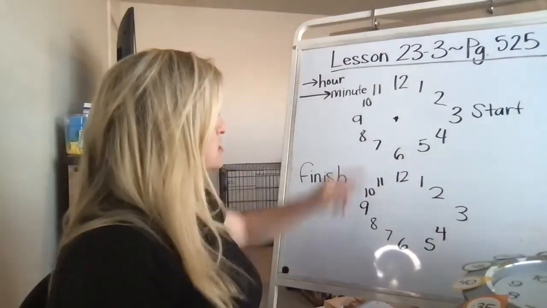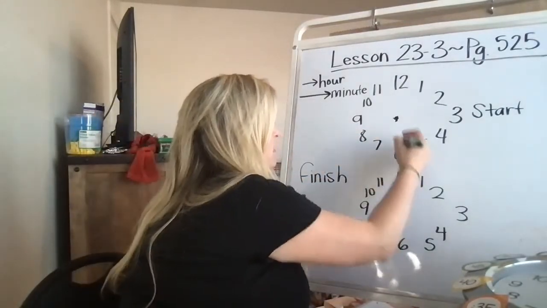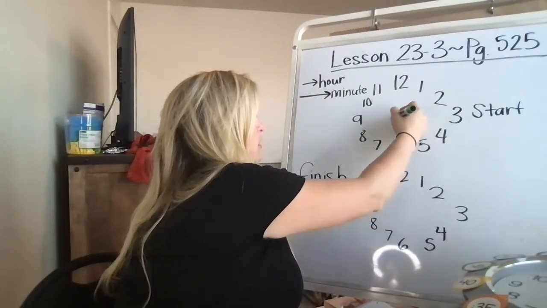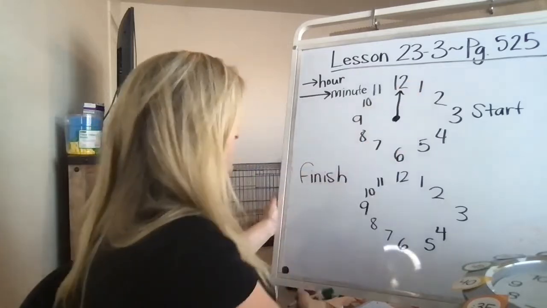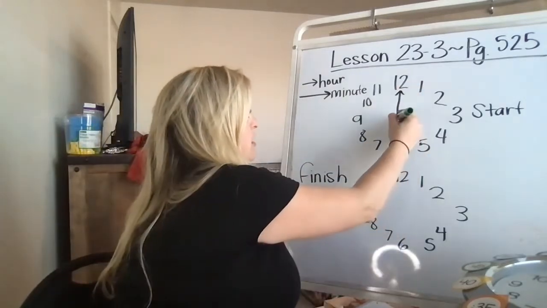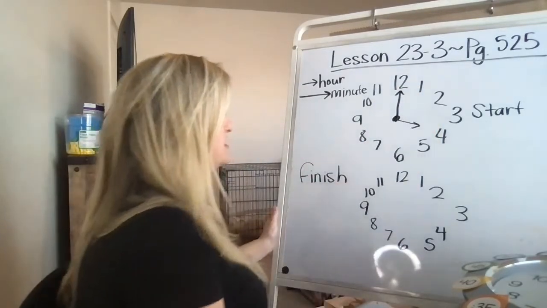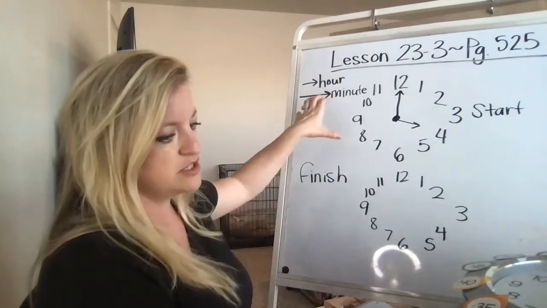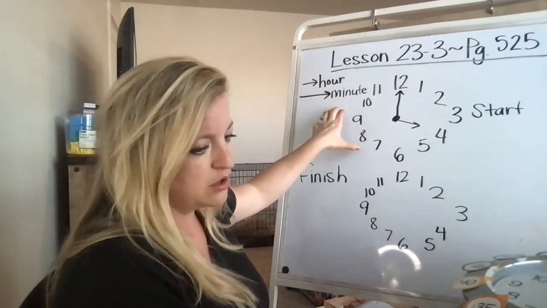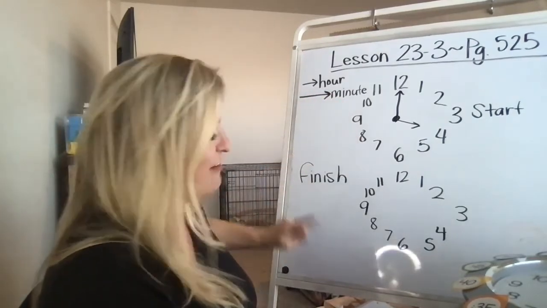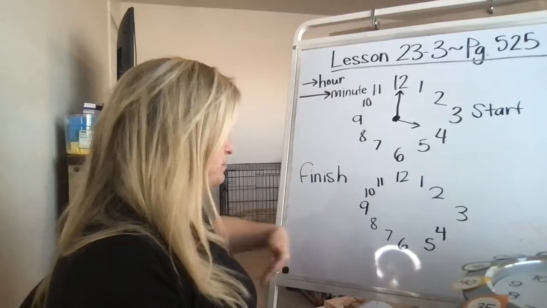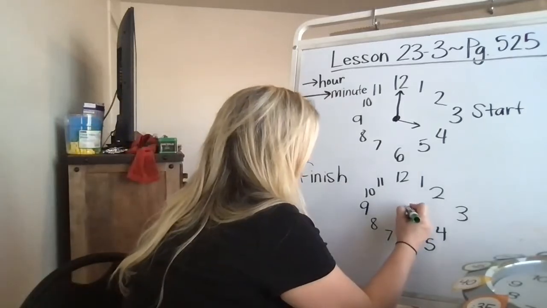So he starts up here at 4 o'clock. Now I know o'clock, the minute hand is going to go there. The hour hand is going to point right at that 4. So he starts at 4 o'clock. Dan finishes cooking at 4:30. So I'm going to draw my little knob there.